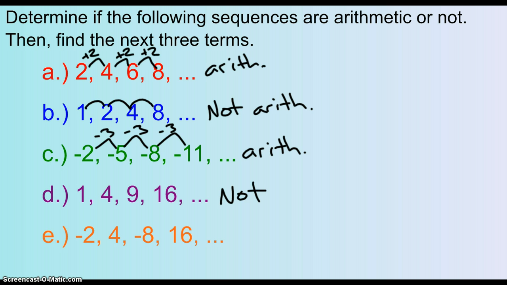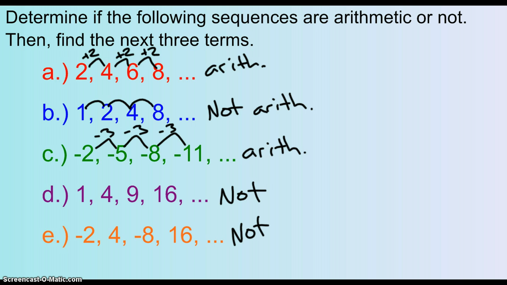And then lastly, if you ever see your sequence fluctuate from negative to positive, it's probably not going to be arithmetic. In fact, it won't be, because in order to change the sign of a number, you have to multiply it by a negative. So this has a pattern again. You're multiplying by -2 each time, but it is not arithmetic.